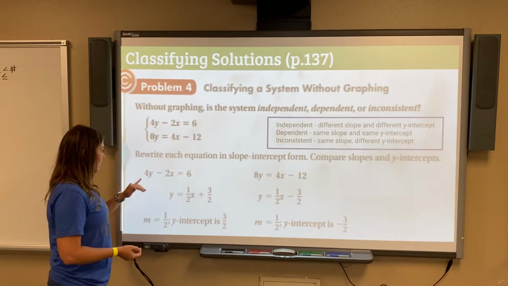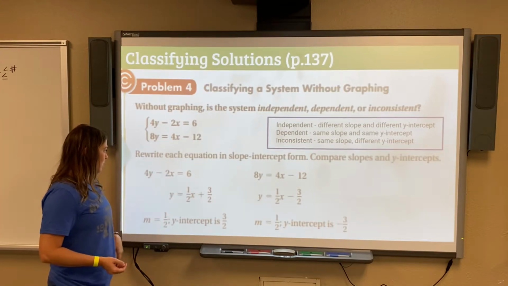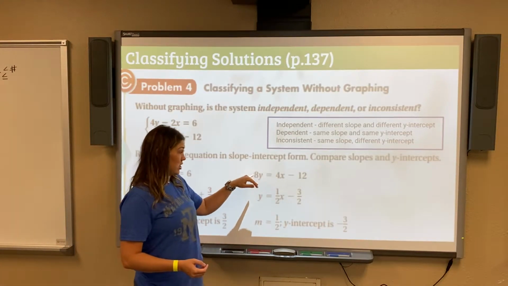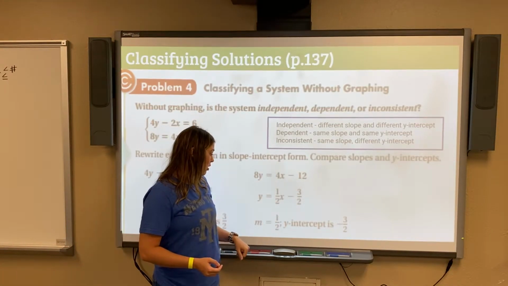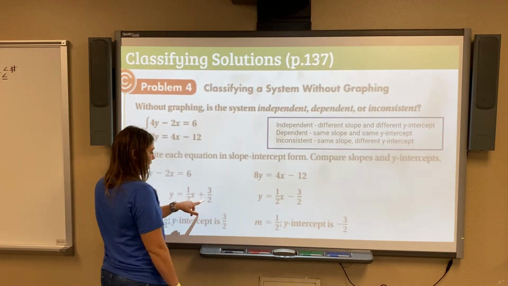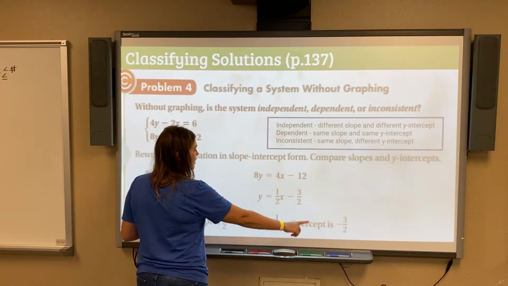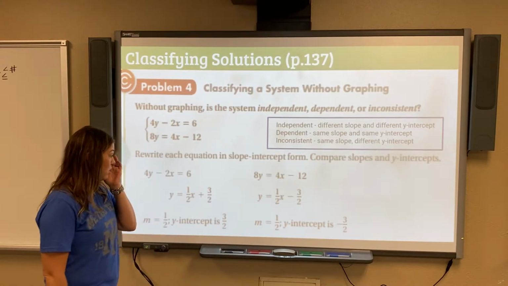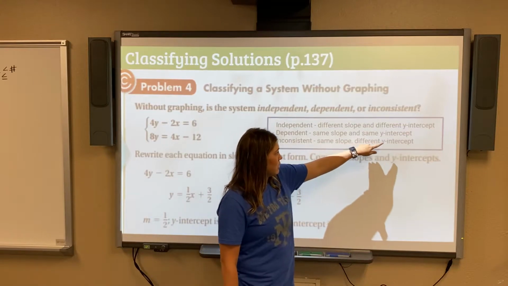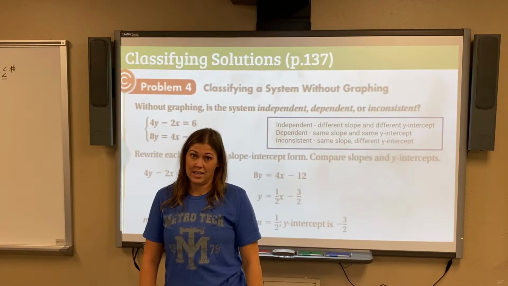So here we added the 2x to both sides, divided by 4. Here we just divided by the 8 on both sides. Both slopes are 1/2. This y-intercept is 3 over 2. This y-intercept is negative 3 over 2. So they have the same slope, different y-intercepts, so these are inconsistent lines.